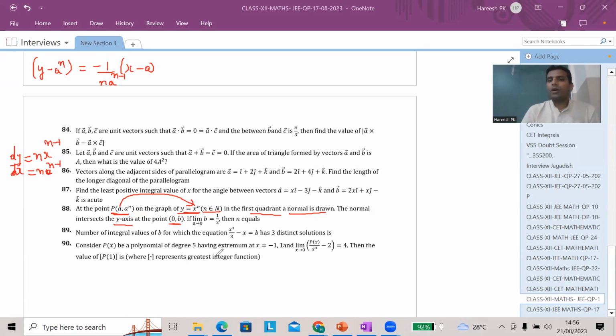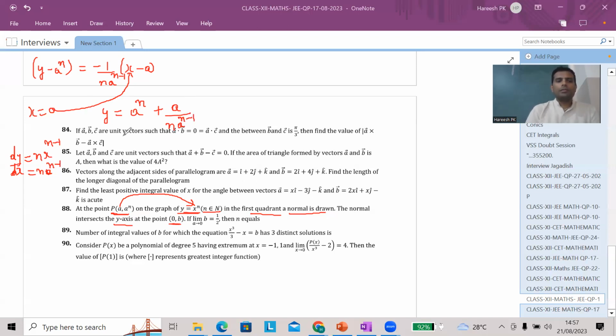And now they are saying y-intercept. Y-intercept of a normal. How do we find the y-intercept? For the y-intercept, you should put x equal to 0. Then we get the y-intercept. So put x equal to 0 here. So what do we get as the y-intercept? Y is equal to a power n plus, now we will have here a by n a power n minus 1.